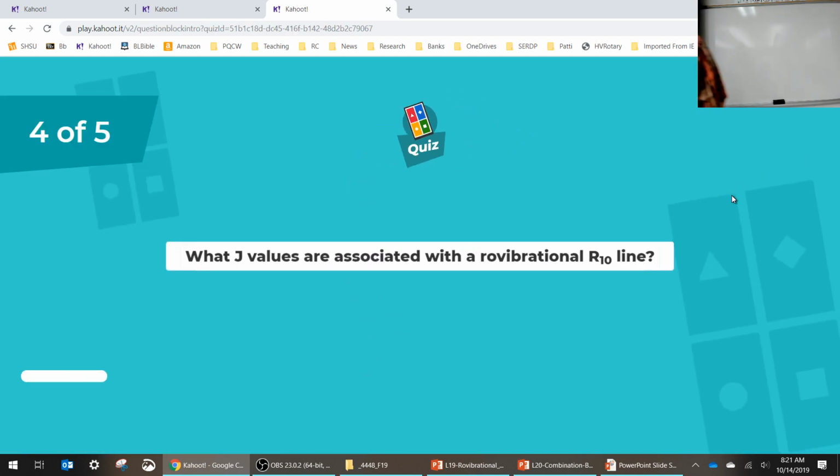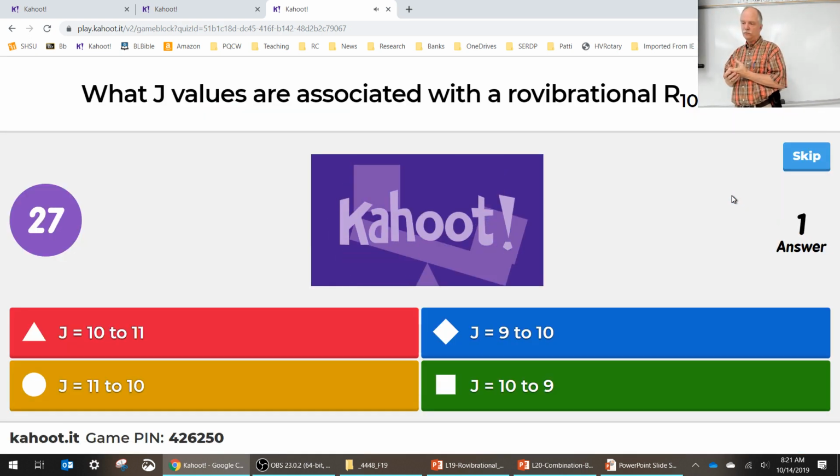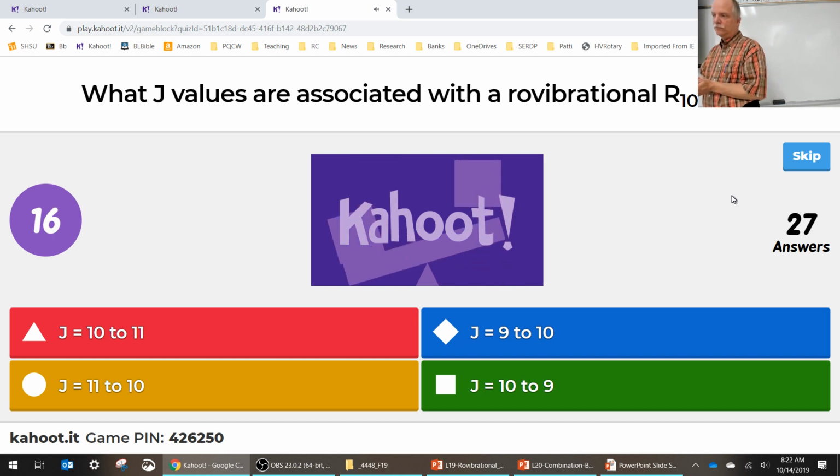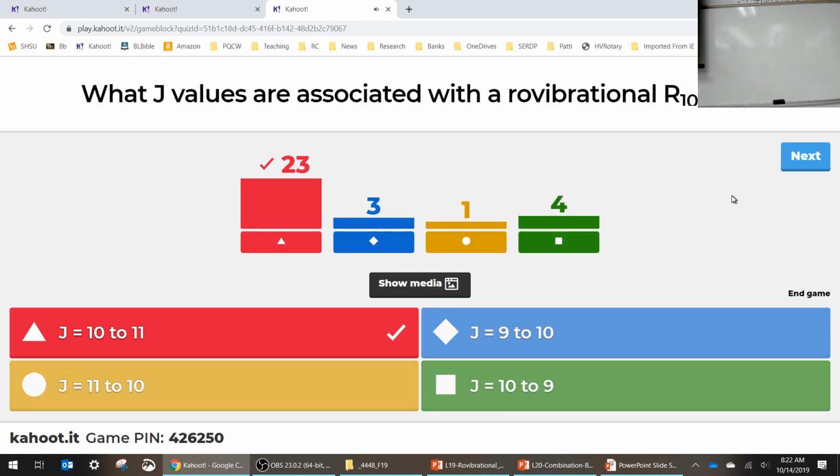Let's try again. What J values are associated with an R10 line? Very good. So the 10 tells us it's starting in a 10, or the lower J value is 10, and it's going up to 11 because it's an R line.